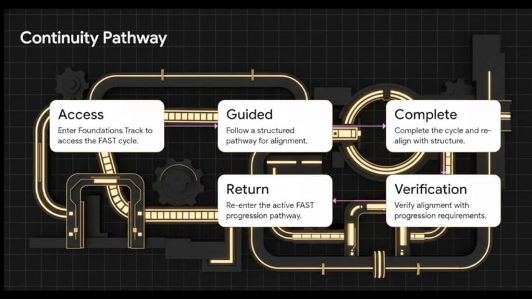Step 4 is progression alignment, which is basically a verification stage to ensure you're meeting all the structural requirements. And finally, Step 5, return to progression. You step right back into the active pathway with total absolute clarity.